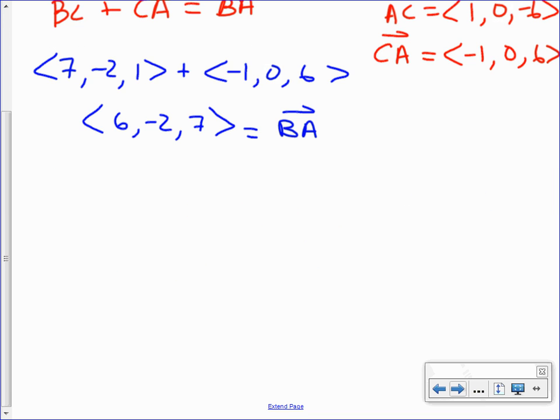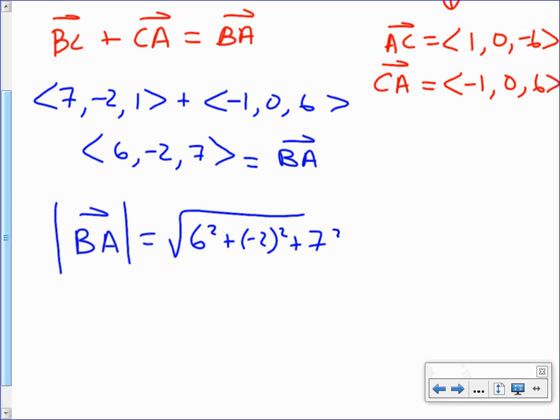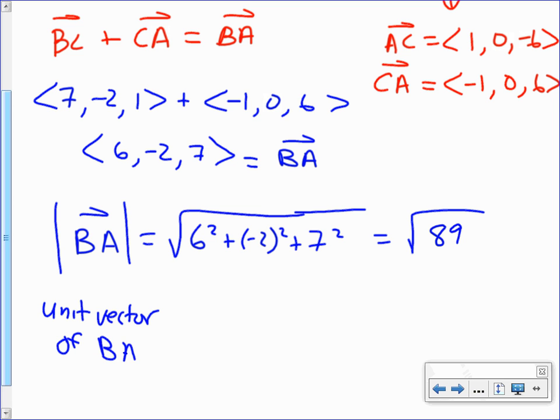Magnitude. 6 squared plus negative 2 squared plus 7 squared is 89. So the unit vector of BA is all of that over root 89.